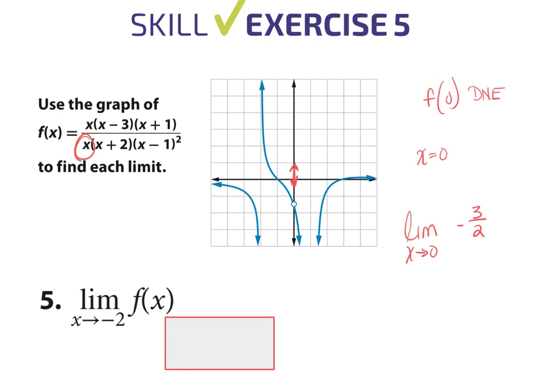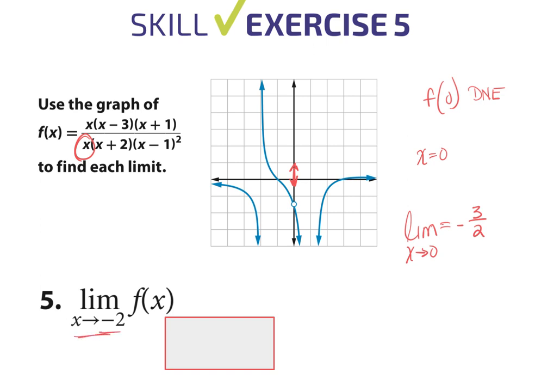Even though at that point you have a hole, the graph doesn't exist, it doesn't matter whether the graph exists or not. It matters what you are approaching. Sometimes you will approach a number that is a hole. Sometimes you will approach a number that's actually on the graph. All right? Sometimes, like this example, negative 2.